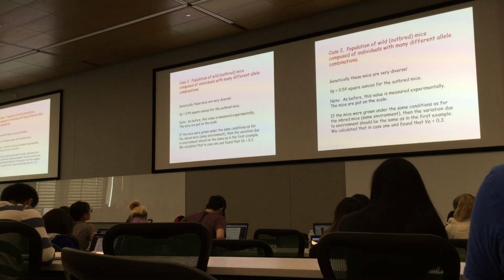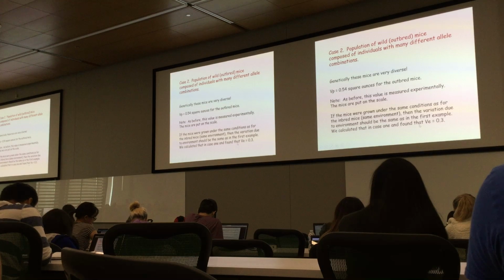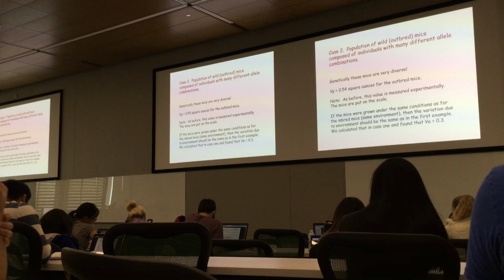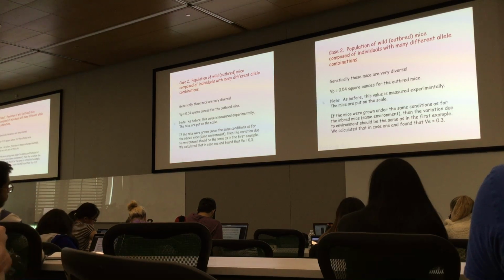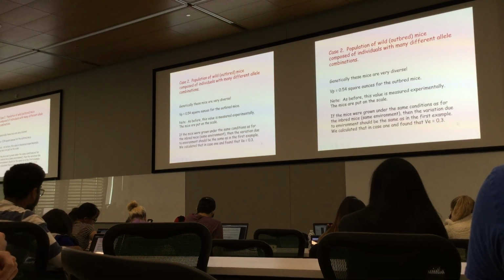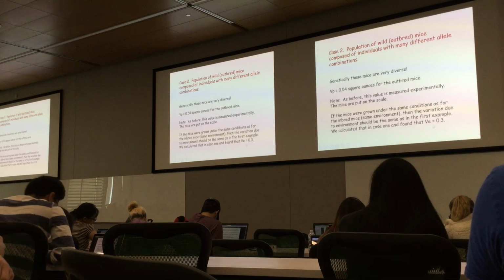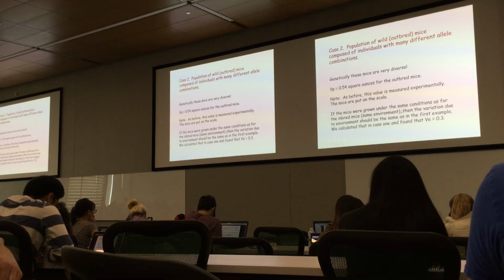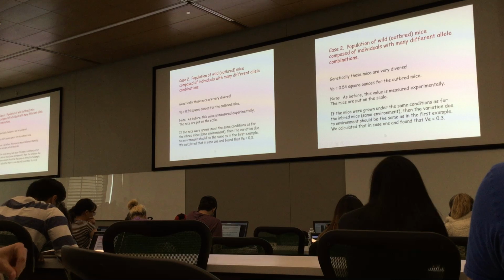So we think we can use the variation due to the environment of 0.3, which we've already determined for the inbred mice. So we now have two values: the total variation we see in the population, the variation that we've calculated that's due to an environmental component, and we know we have a genetic component here because there's so many different alleles that are contributing to different individuals.